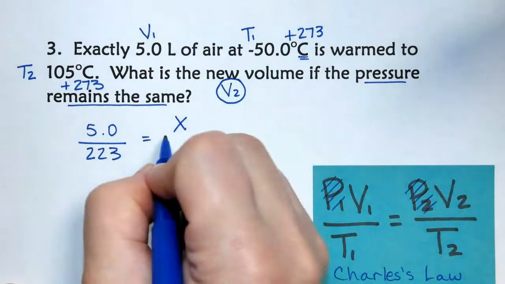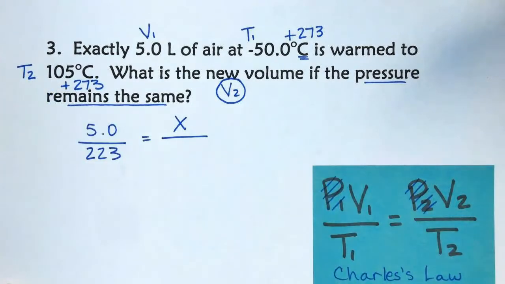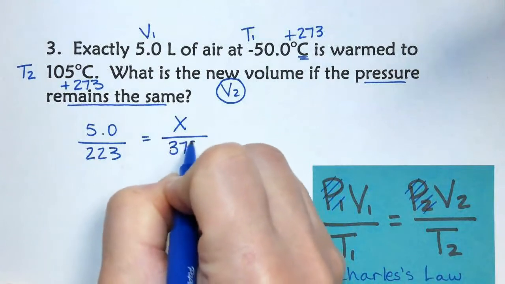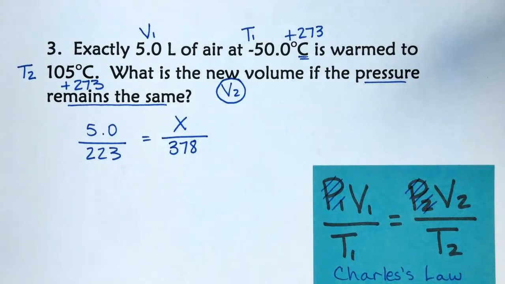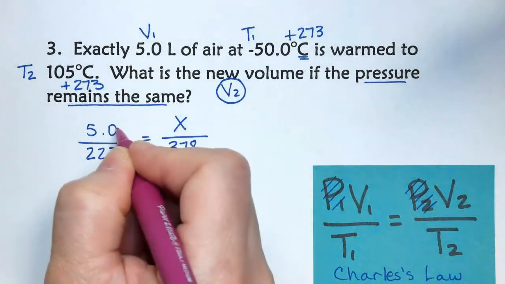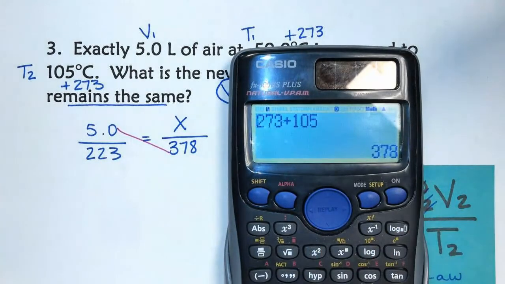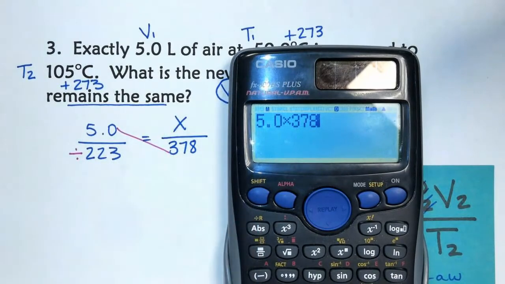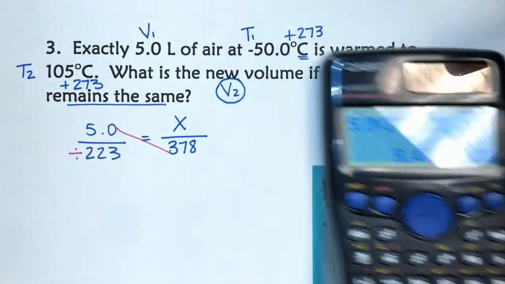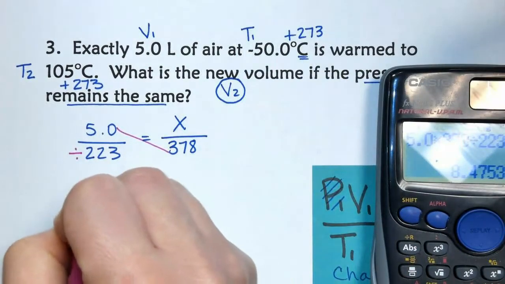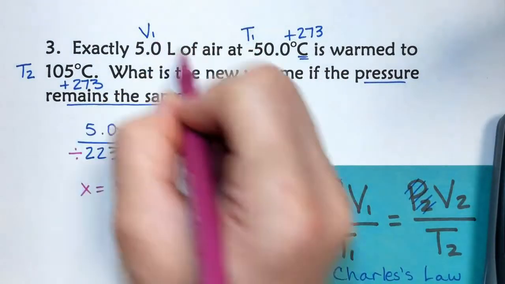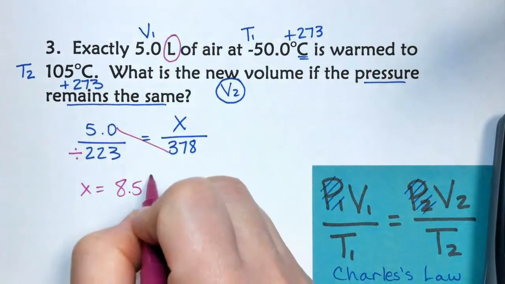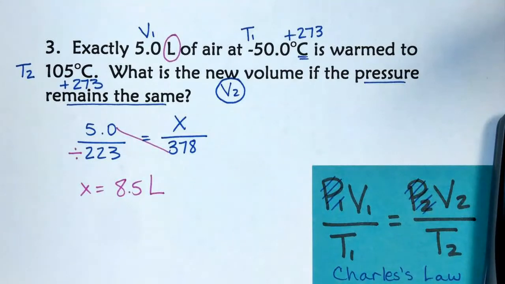So that's going to be my X, over, and then 105 plus 273 is going to equal 378. So now we can cross multiply to get our answer. Remember, don't start at the X, cross opposite the X. We'll do 5.0 times 378, and then we will divide by the thing that is across from the X. So divided by 223. So we have 8.48 or 8.5. And remember, whatever the unit was for V1, that's the unit for V2. V1 was in liters, so that means V2 is also in liters.